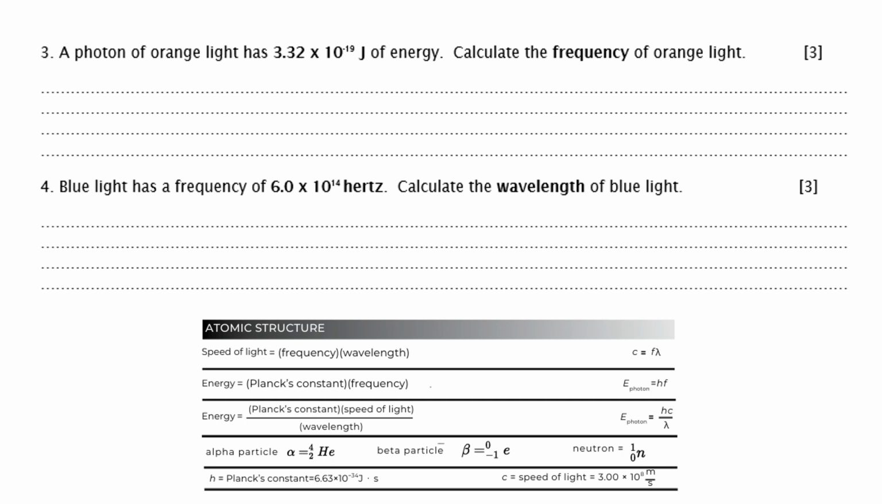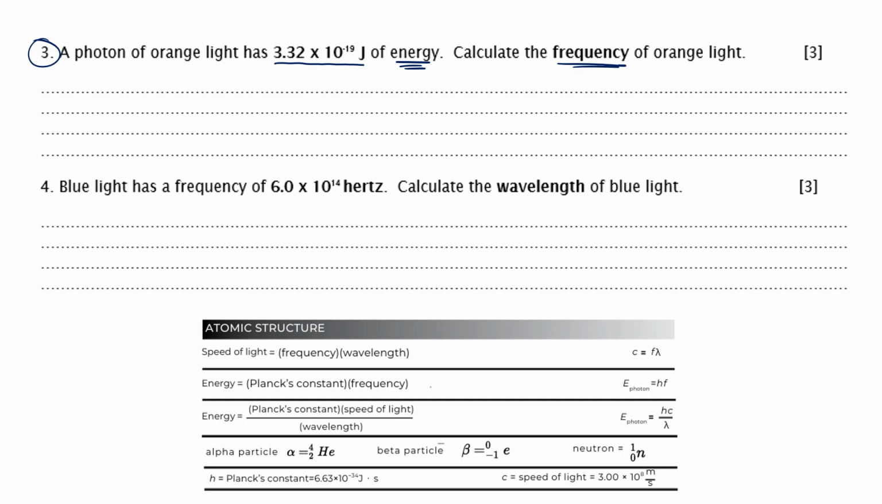Let's look at these questions from the free response part of the review quiz. So question number 3 in section 5, quantum mechanics: a photon of orange light has 3.32 times 10 to the negative 19 joules of energy. We want to calculate the frequency.